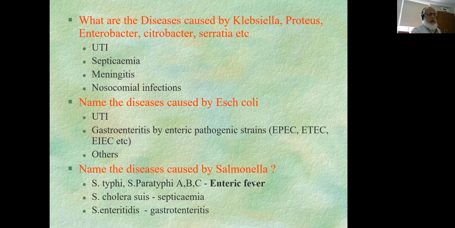What about Salmonella? Salmonella disease varies with the species. Salmonella Typhi and Paratyphi A, B, C cause enteric fever. Salmonella Choleraesuis causes septicemia, and Enteritidis causes gastroenteritis. So all Salmonella species do not cause similar disease. It varies with the species, and this is important to remember.